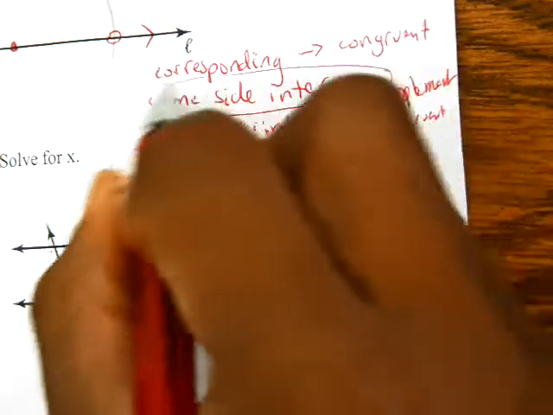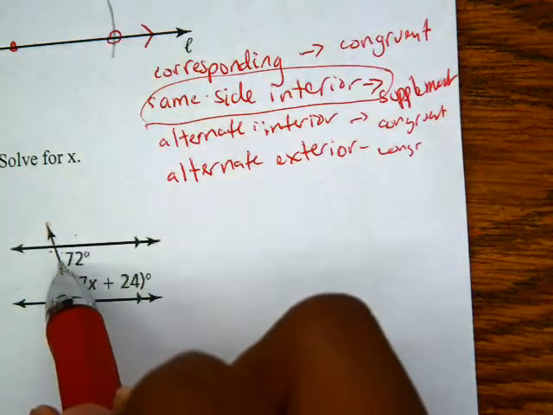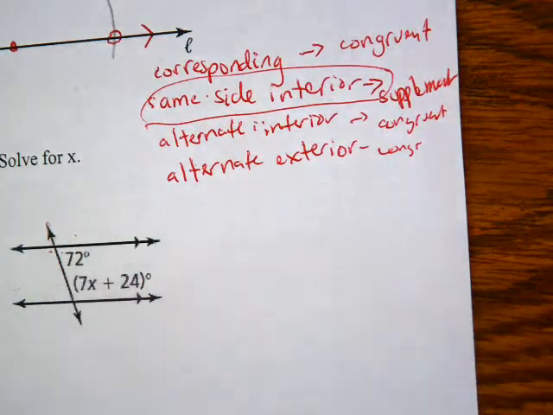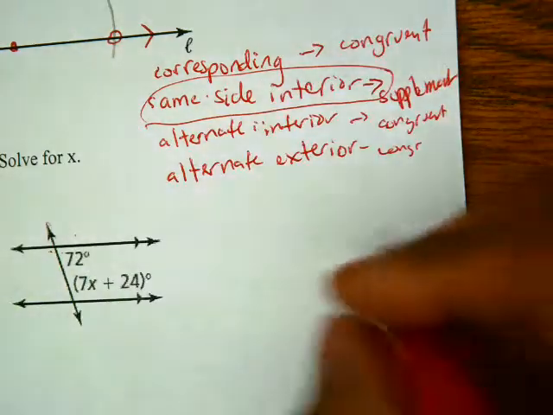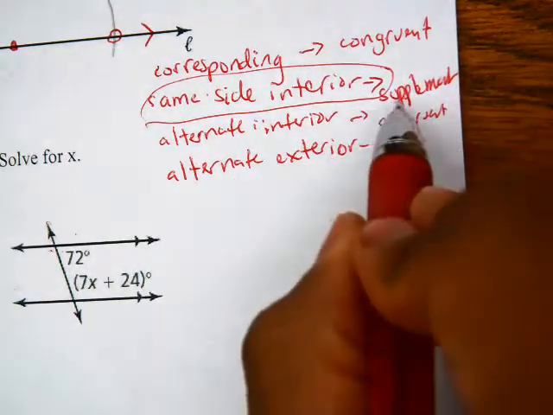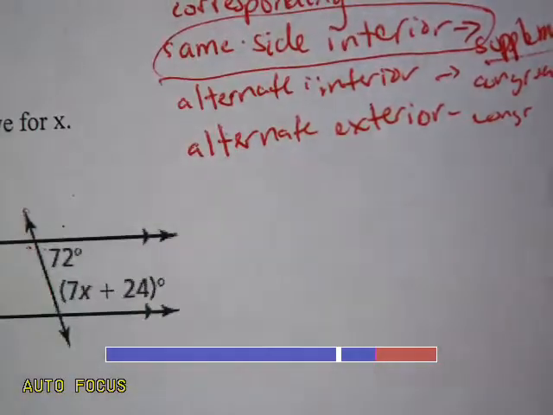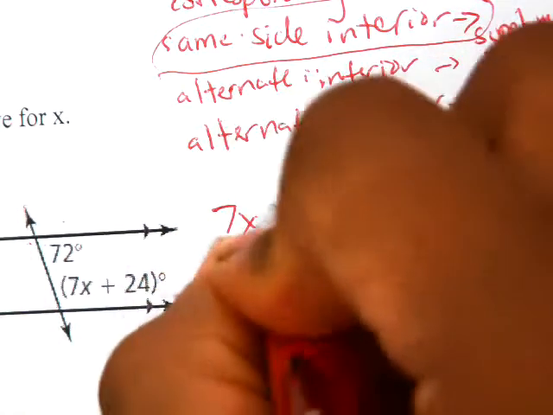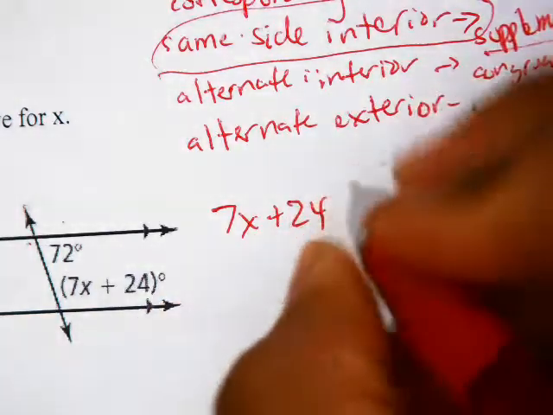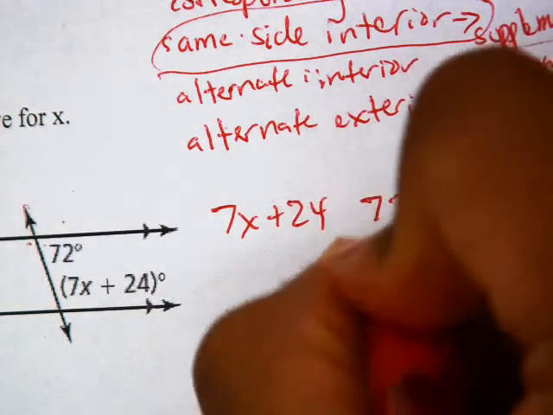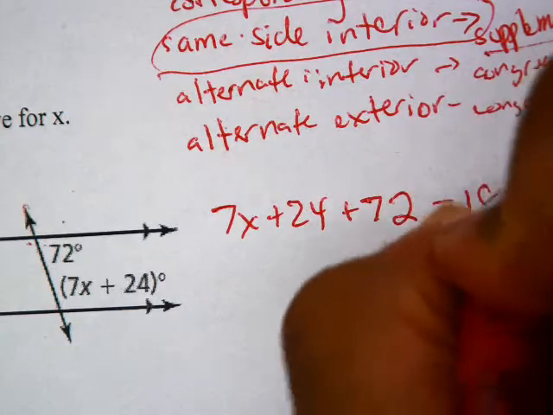So we decided it was same side interior because they're on both the same side of the transversal. They're on the right and in between the two parallel lines. So when lines are parallel, same side interior angles are supplementary, which means that 7x plus 24 and 72 add up to equal 180.